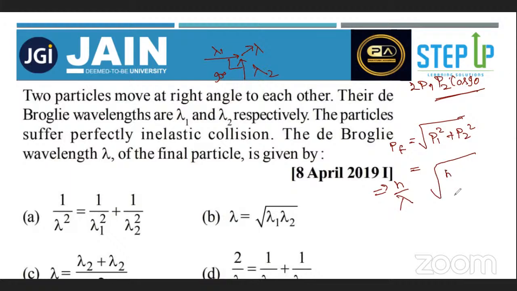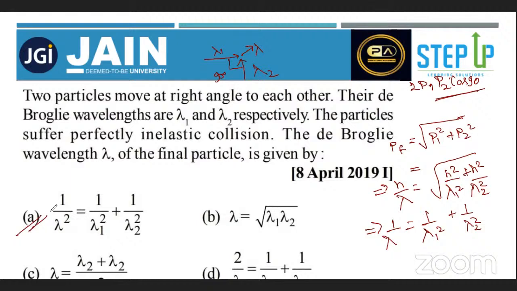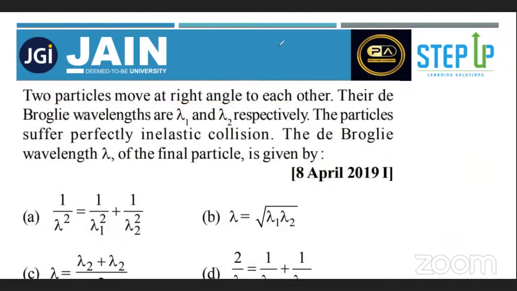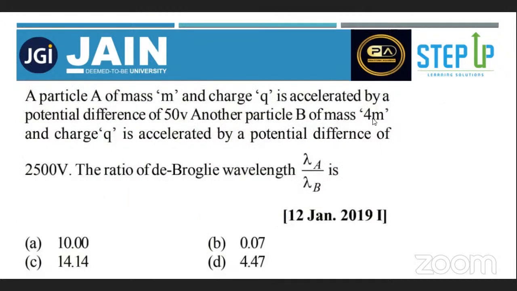For p1 square it will be h square upon lambda 1 square. For this it will be h square upon lambda 2 square. If you take h square out, the terms cancel. So I'll get 1 by lambda square is equal to 1 by lambda 1 square plus 1 by lambda 2 square. Solve this out. Okay, so it's just using some concepts of vectors over here. They have moved the two particles at right angle to each other, so that's why we are using cos 90 degrees. Okay, next.